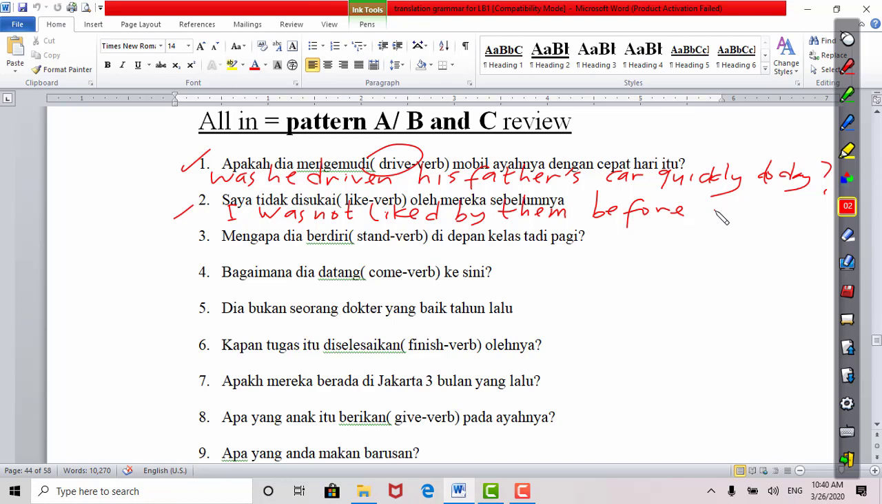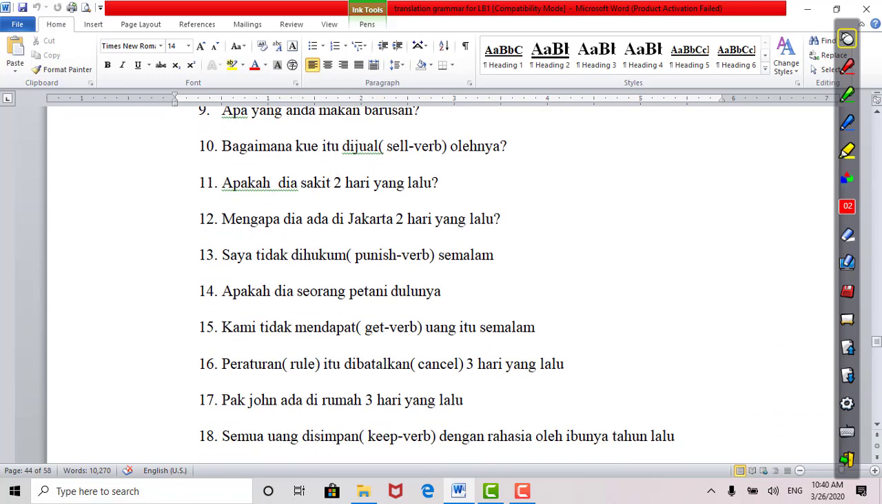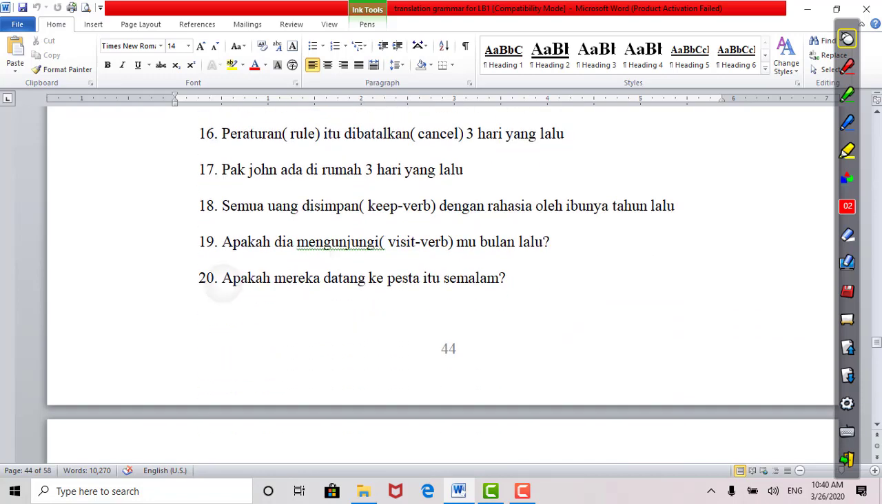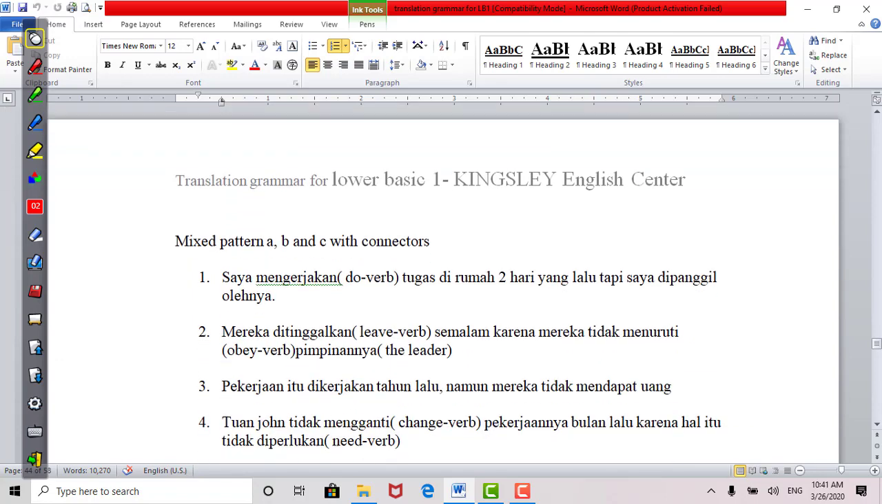For example, number 3, there's mengapa. You have to put why over there. And then answer until number 20. And then I will explain the next page. Yeah, you can answer until number 20 here. Now I will explain the next page for you.